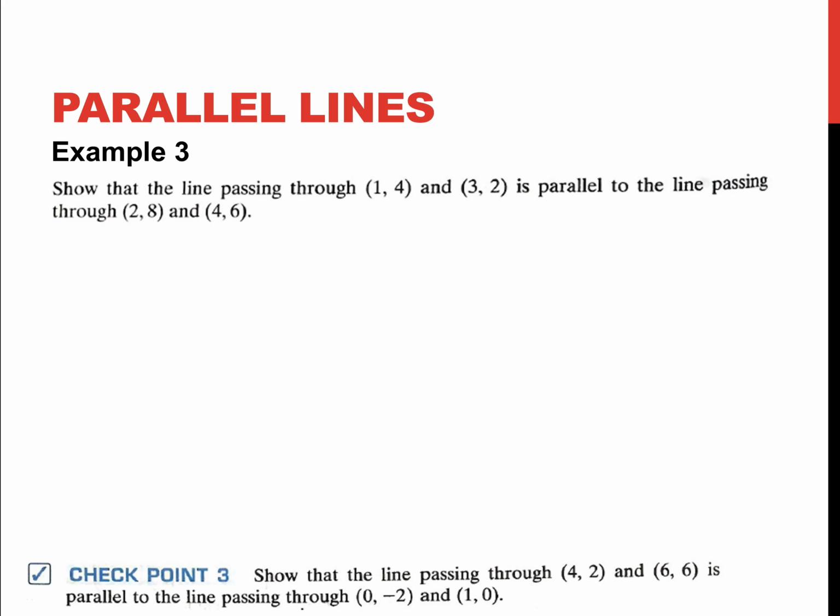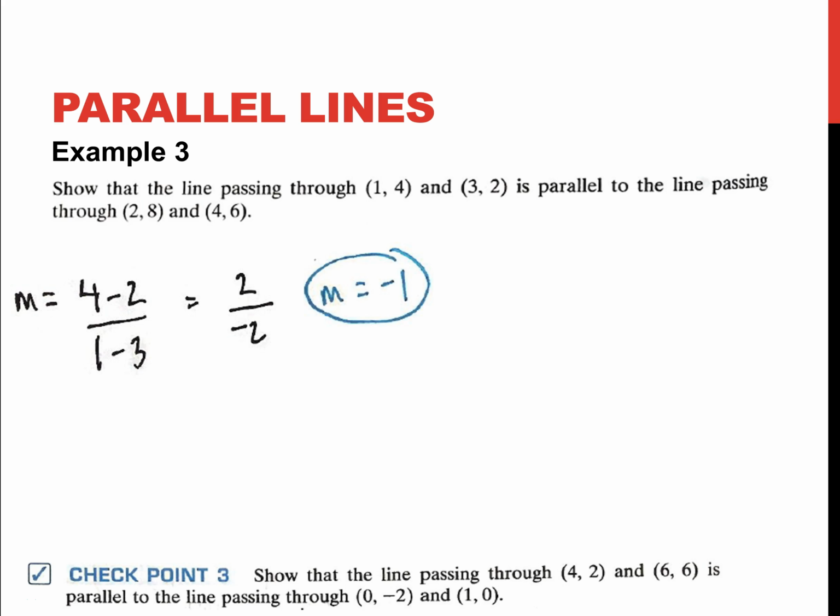So we're going to show the line passing through the first set of points, (1, 4) and (3, 2), which I have set up right here, is parallel to the line passing through these 2 points. So parallel lines, what does that mean for slope? Let's take a look. So I'm going to put them into the slope formula. And as I solve, I see that my slope here is -1.